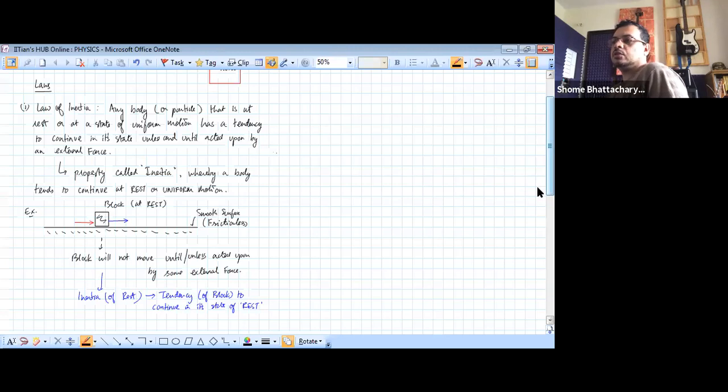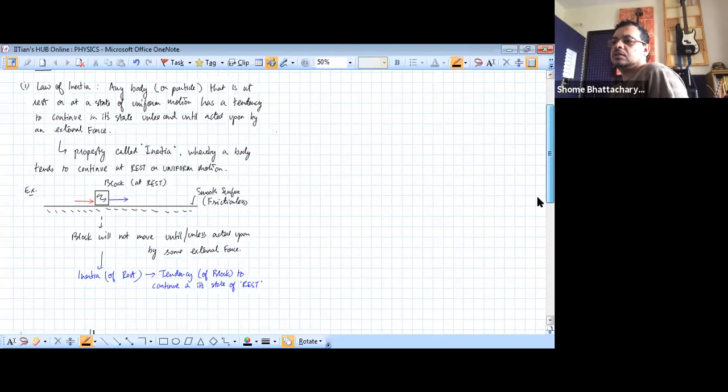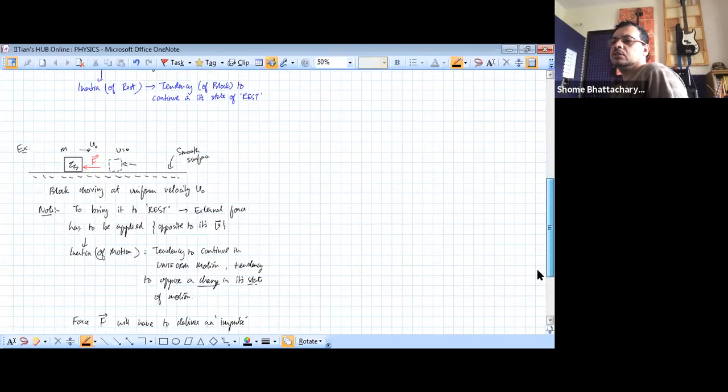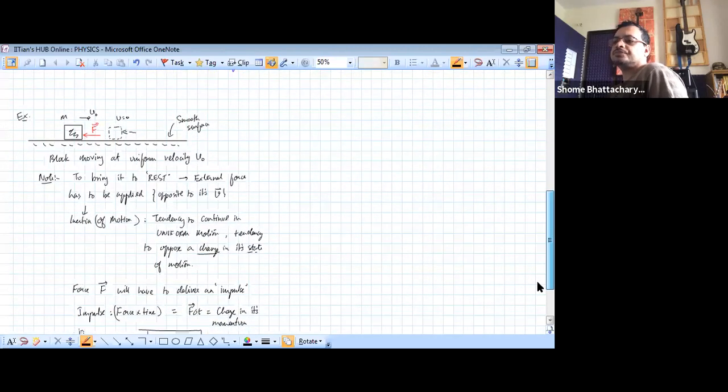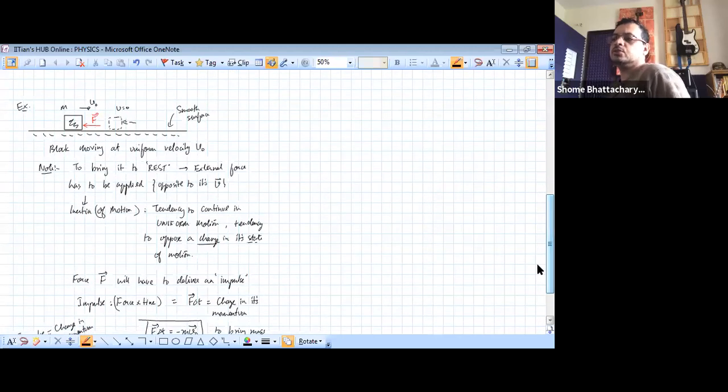Okay, so inertia could be the inertia of rest, wherein a body which is at rest has the tendency to continue to rest until and unless it is acted upon by external force. Or it can be inertia of motion, wherein the body is already in motion. So to change its state of motion, whether we want to bring it to rest or change its velocity or whatever, it has to be acted upon by external force. So that tendency to continue in its state of uniform motion is called the inertia of motion.